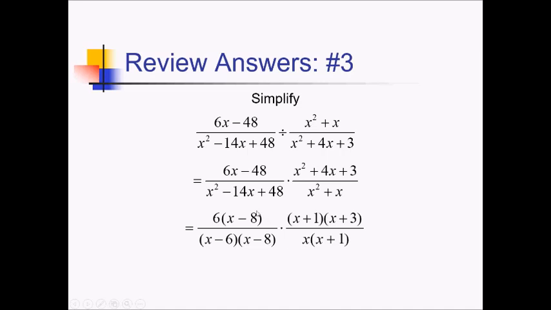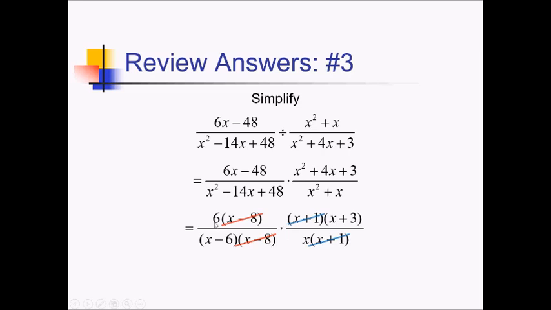Well, it looks like these x minus 8's can get canceled, and they're in the same fraction, so there's no question. But if they were in different fractions, I could still cancel them, because again, I'm multiplying here. We also have these x plus 1's that can cancel. Anything else? Doesn't look like it.